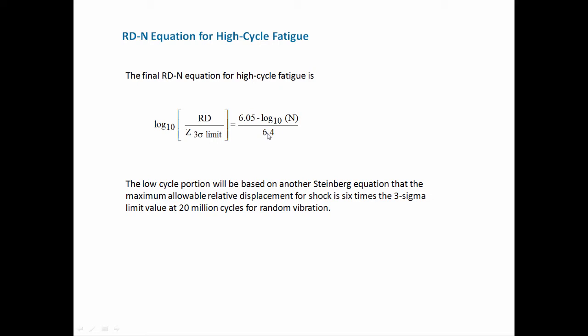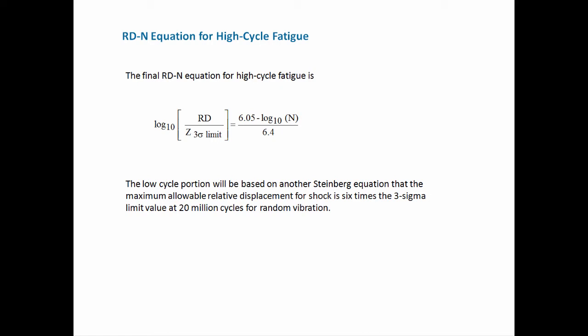So what I found is that by taking advantage of Steinberg's not-to-exceed Z 3 sigma limit at 20 million cycles, and using the slope he provided, he actually provided the basis that we could develop this RDN curve. And maybe if he had written another revision to his reference book, he would have put this in himself. I kind of think he would, but it was a process of some assembly required. He gave us all the pieces and we were able to assemble it into an RDN curve.